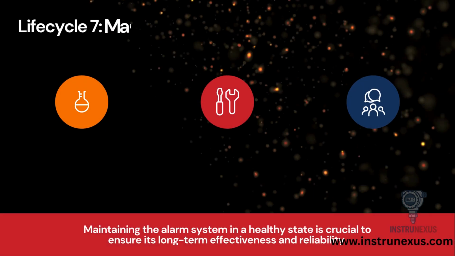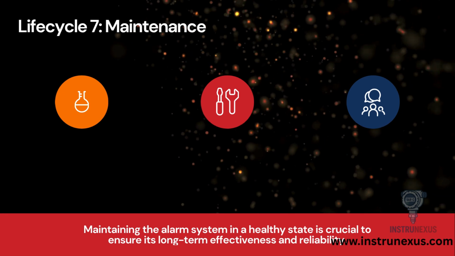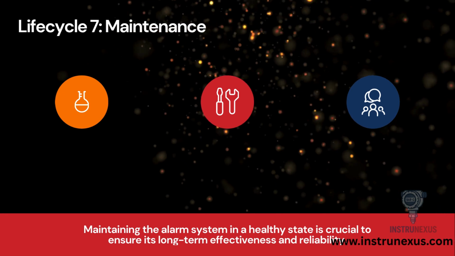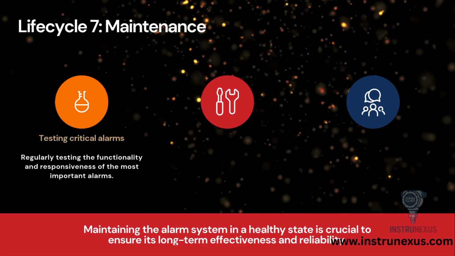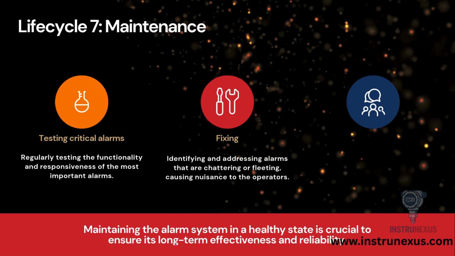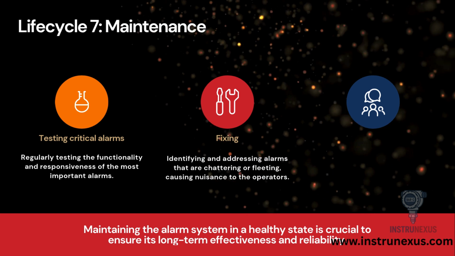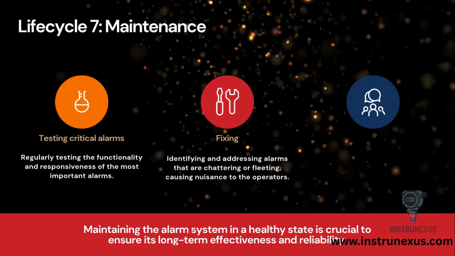Systems degrade over time, which brings us to stage 7, maintenance. We need to keep the alarm system healthy. This involves regular testing of critical alarms to ensure the sensors and logic are still working. It also involves fixing nuisance alarms. If a sensor starts chattering, going on and off rapidly, it needs to be repaired immediately to prevent operator distraction.